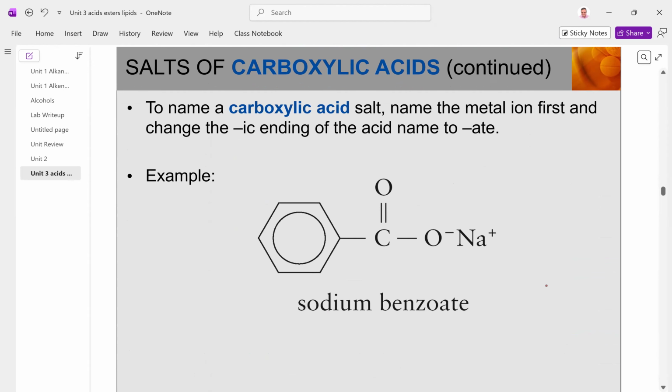Okay, to name a carboxylic acid salt, we first name the cation that's part of the base. In this case, it's going to be sodium. And since this is benzoic acid, we're going to go benzo-ate. Ate is the acid salt. So we have the cation base, in this case sodium, or frequently it's sodium or potassium, just like 98% of the time it's sodium or potassium. So we've got sodium, and then benzoic acid is the base, but because we've pulled off the H, it becomes a benzoate.